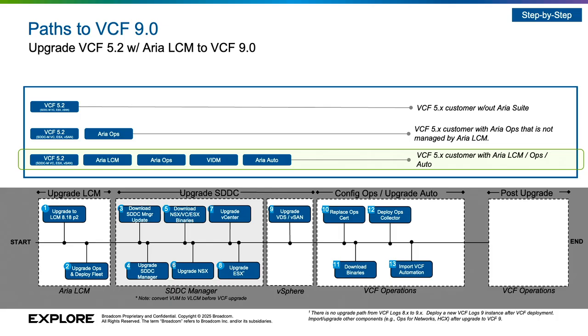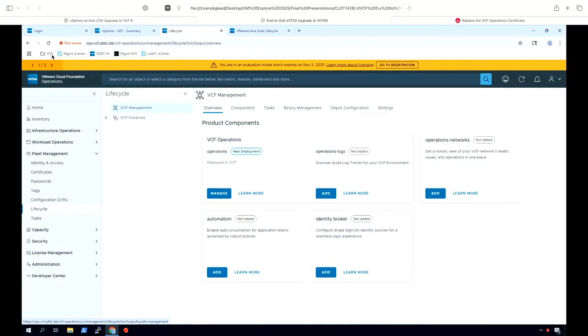Okay, so now the last piece I want to show is how to import Aria Automation. I'm going to use the fleet management capability to do this, import automation and upgrade it to 9.0. This would be the final step in this example. If I didn't have an existing automation, I could deploy a new one, but I thought it'd be interesting to see what that upgrade path looks like.